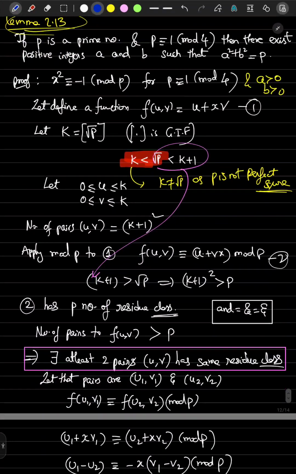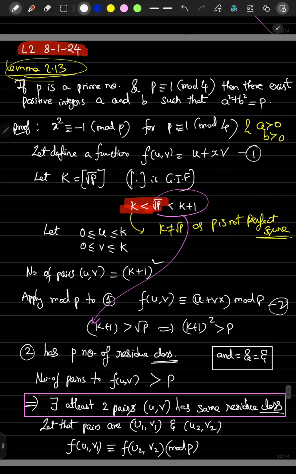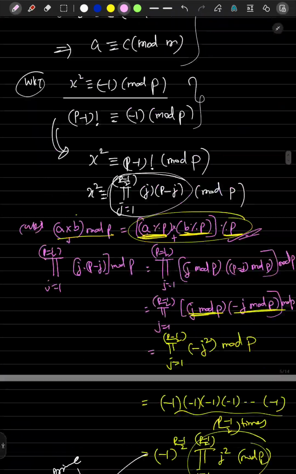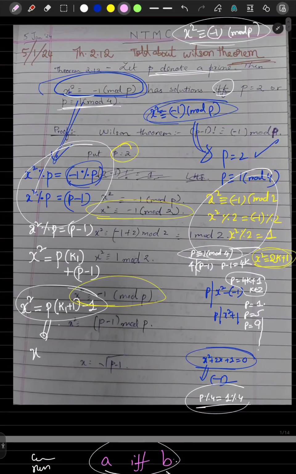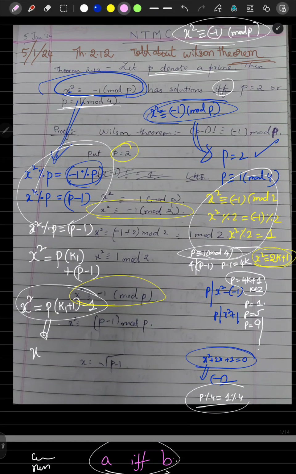The proof is about using the previous theorem. What does the previous theorem state? Previous theorem states that let p be a prime number. Then x squared is congruent to minus 1 mod p has a solution if and only if p equals 2 or p is congruent to 1 mod 4.